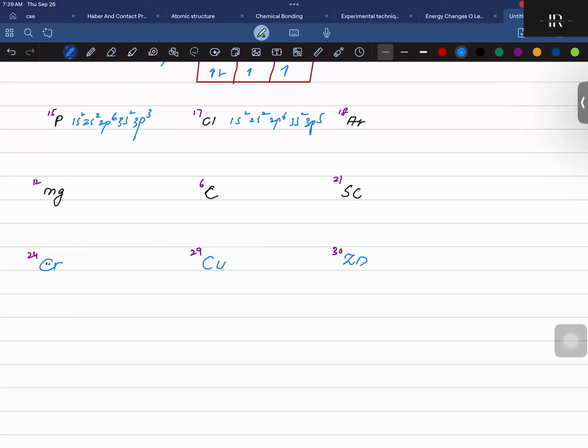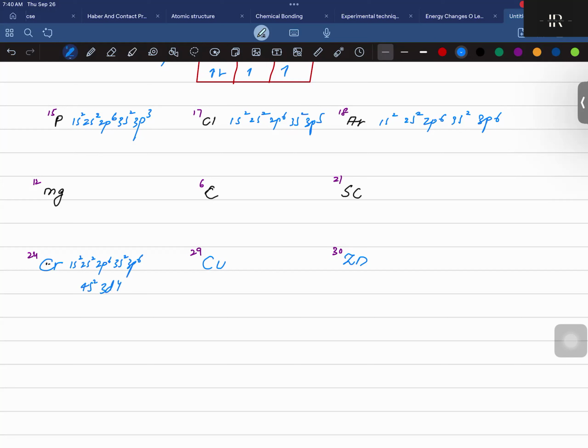And then this would be 1s2, 2s2, 2p6, 3s2, 3p6. That is 18, right? This is so much easy configuration. Then the chromium is again 1s2, 2s2, 2p6, 3s2, 3p6, 4s2, 3d4.